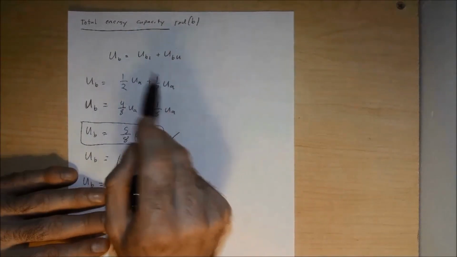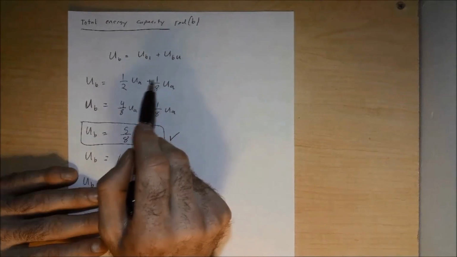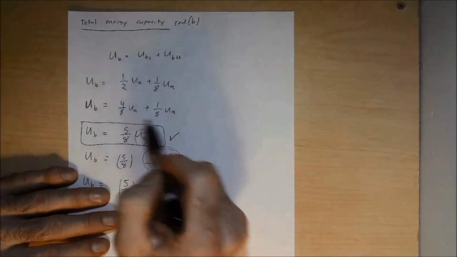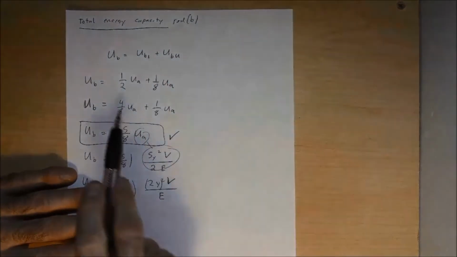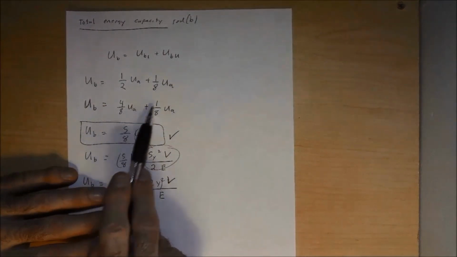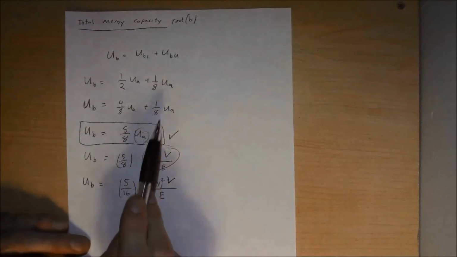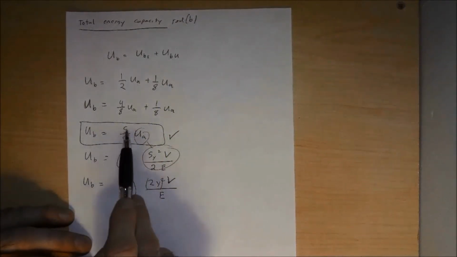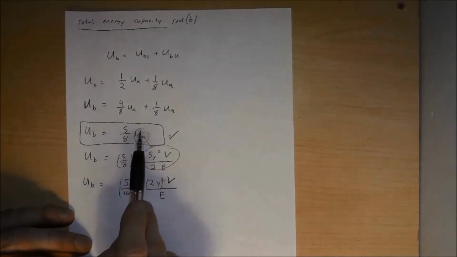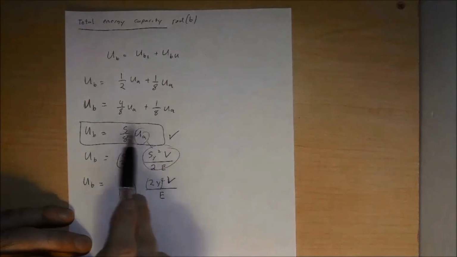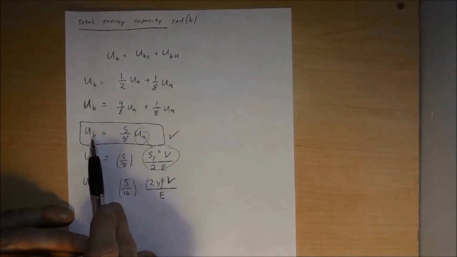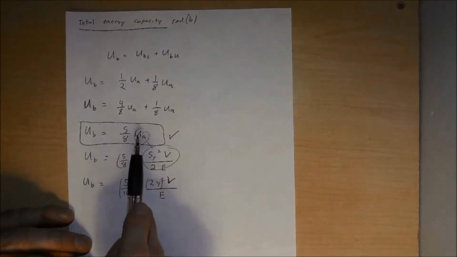As we compared those two, we've already done the comparisons back to U sub A, so that makes our life nice and easy here. We can make common denominators for this, so we have 4/8 U sub A plus 1/8 U sub A to get the total energy capacity for rod B. So therefore rod B is going to be 5/8 times that of U sub A. So this is our final answer here, comparing the capacities of rod B and rod A.